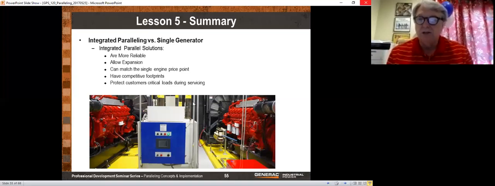And this is actually an advantage of parallel generators, because if you have a number, even 3 or 4 parallel generators, it kind of makes sense to buy a load bank, because the load bank only needs to be big enough for one of those generators. You can load bank them one at a time, and it actually becomes cheaper than hiring someone to bring in a portable load bank and test it like that. So hopefully that answers the question.